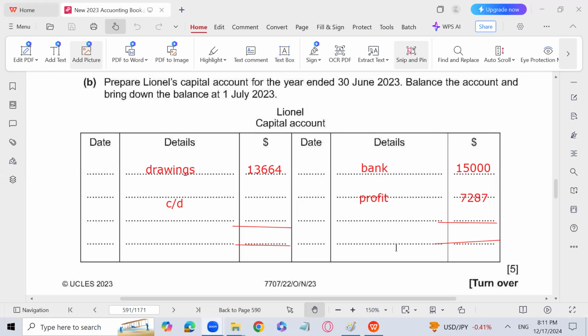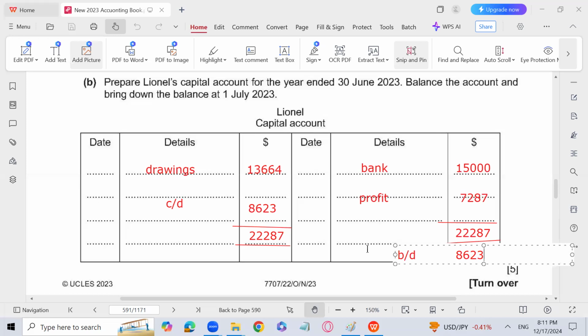222,222,87 will be the total. 7, okay. I will write here also 87. Then the carry down is how much? Which will be written as brought down also in the next year, 8623. 8623, and I will write brought down here. Brought down 8623.